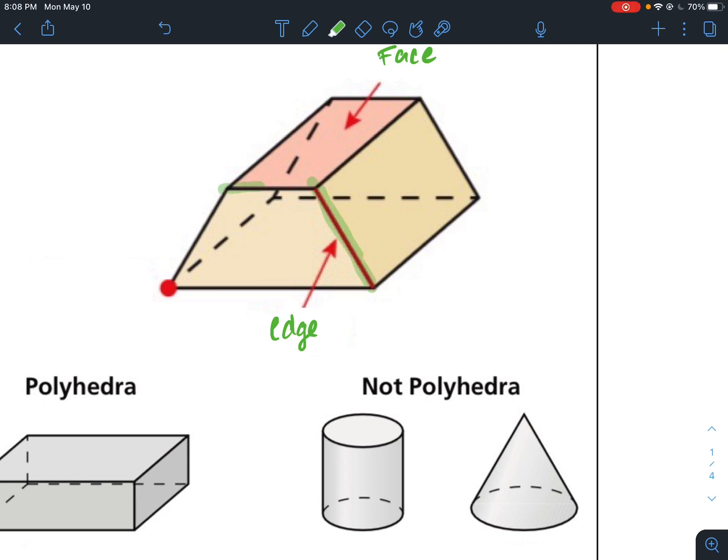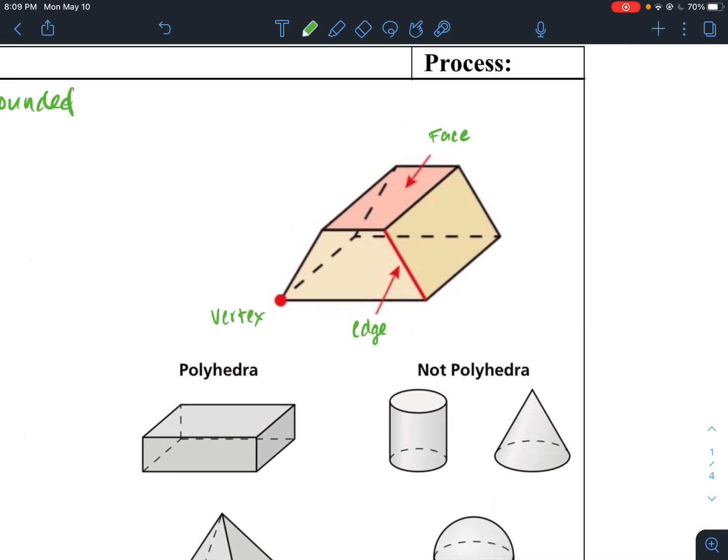You see that this trapezoidal face and this rectangle intersect and create an edge. And a vertex would be something like right here. It's a point where this polygon intersects with this face and with that face. You can see that's where three are coming together and it creates a vertex.